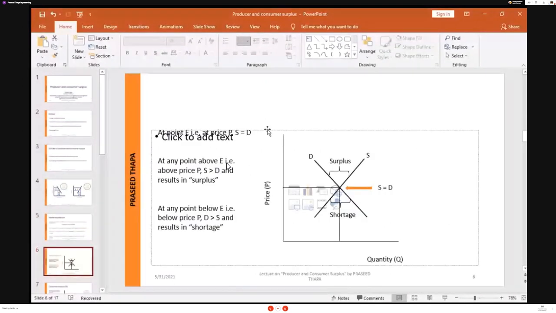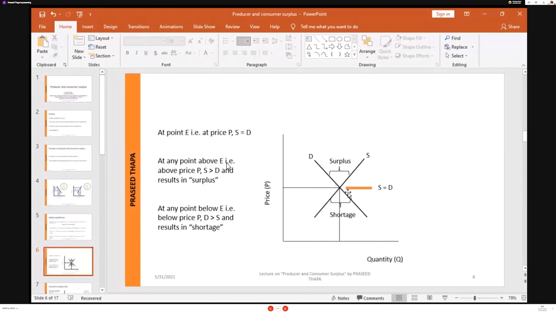Now let me remove this. So you see here what is happening. This is your demand curve and this is your supply curve, and the point that this orange arrow is showing is the equilibrium, because demand is equal to supply, because they have intersected each other. At that point, S is equal to D.